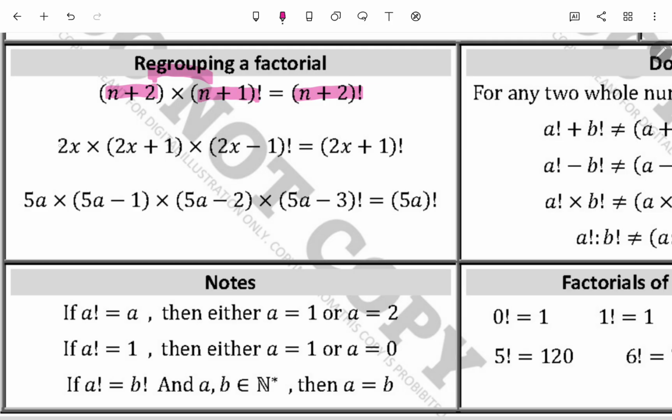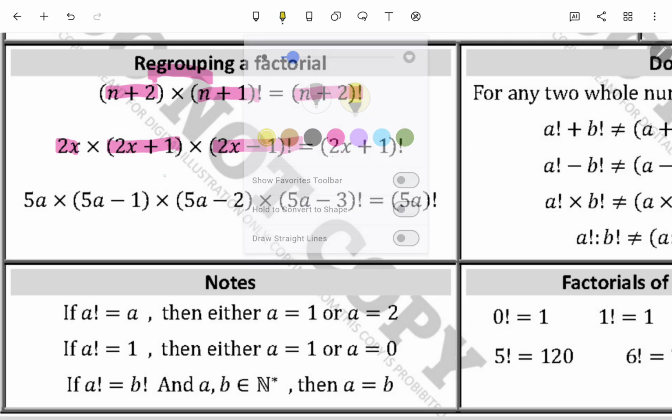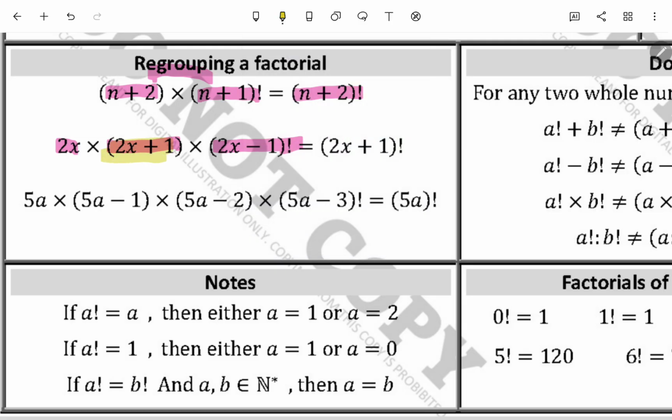Now, if we have 2x, for example, multiplied by 2x plus 1, then 2x minus 1 factorial, let's focus on the biggest fish, which is 2x plus 1. So that's it. So we are going to keep it only outside because it's going to swallow all those small fishes.